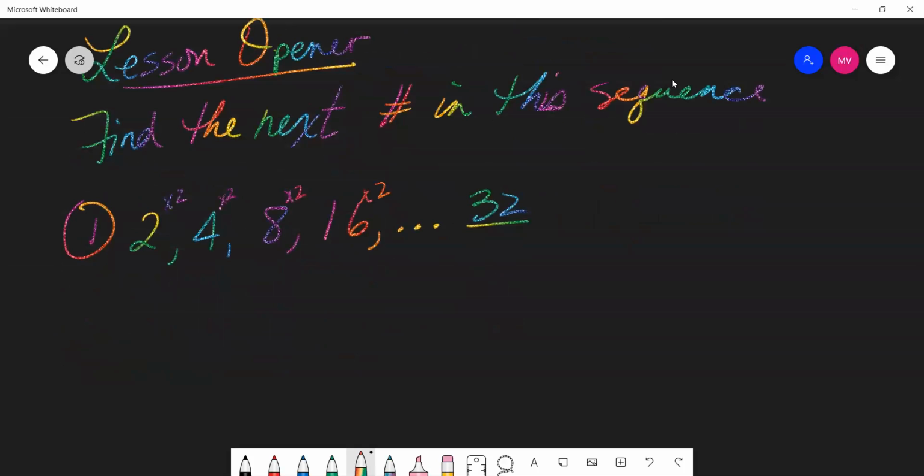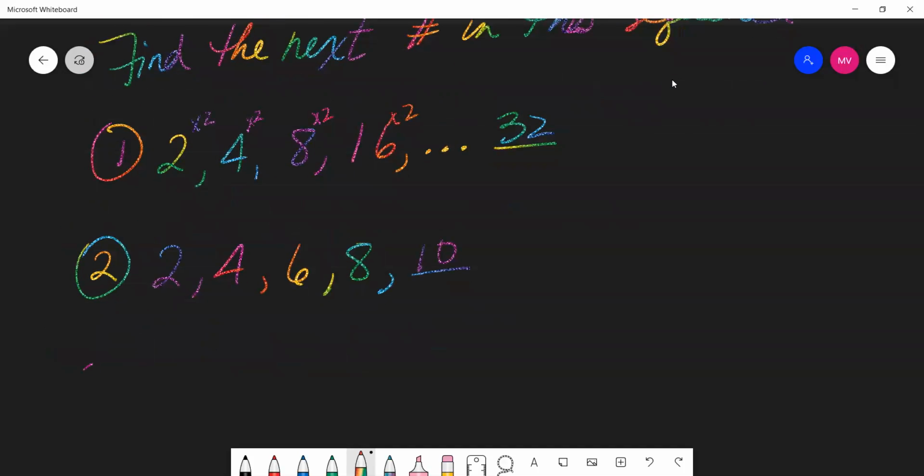Let me give you another one. This one's easy. 10. Now, would we call this an arithmetic sequence, or is this different? Do we have a common difference? Yeah. It's not an arithmetic sequence. All right. Let's see what else we got.